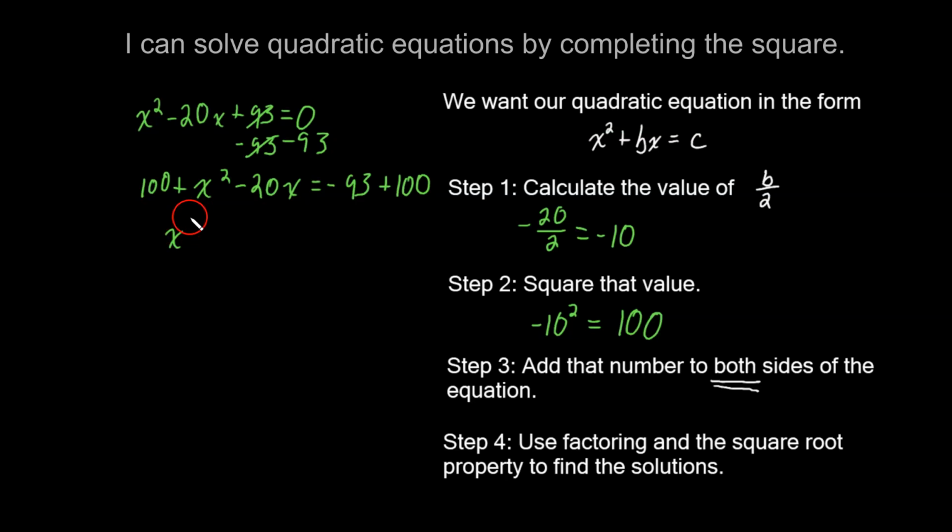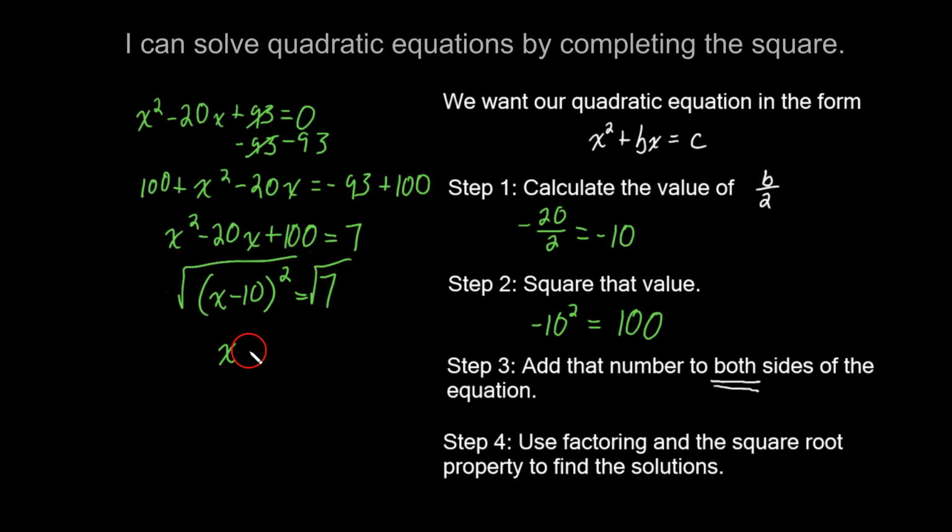That gives us x squared minus 20x plus 100, which I wrote in standard form, equals negative 93 plus 100, which is going to give us a positive 7. Now the expression on the left side is a perfect square trinomial, and we know that this is equal to x minus 10, that value squared, equals 7. Now we take the square root of both sides. That gives us x minus 10 equals plus or minus the square root of 7. This is an irrational number, so we'll leave it in radical form right here.